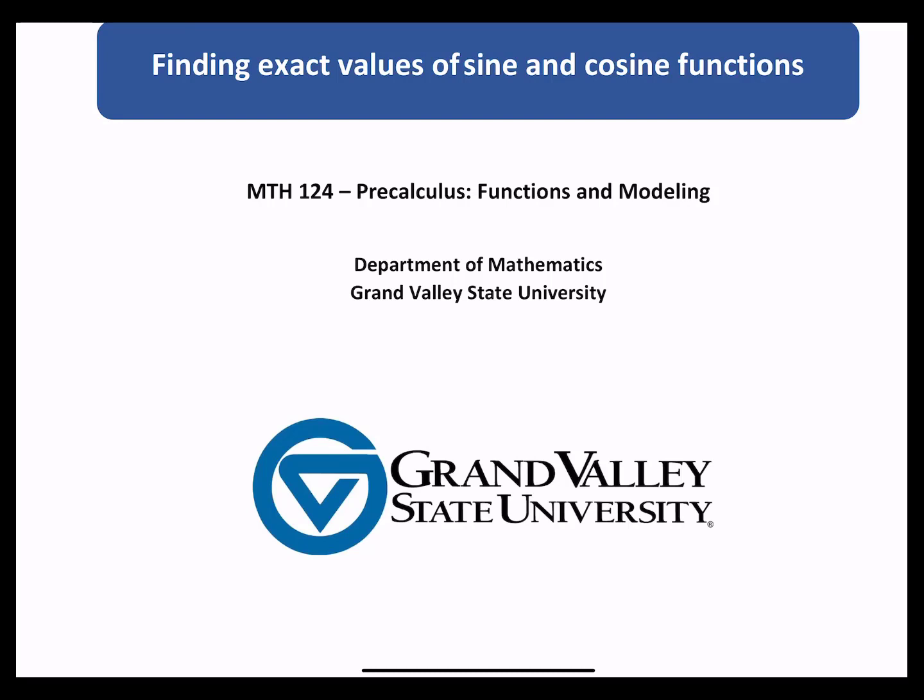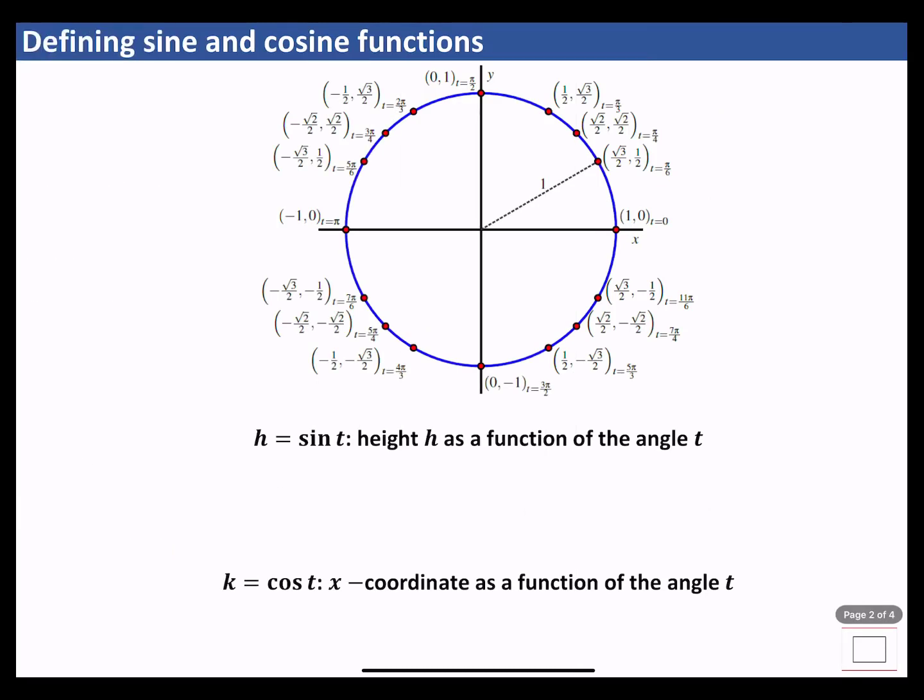Hello and welcome to the Screencast where we will find exact values of the sine and cosine functions. We will quickly review the definition of the sine and cosine functions. Then we'll find exact values of these functions at angles explicitly defined on the unit circle. Lastly, we'll look at some cases where at first glance the angles given are not obviously on the unit circle.